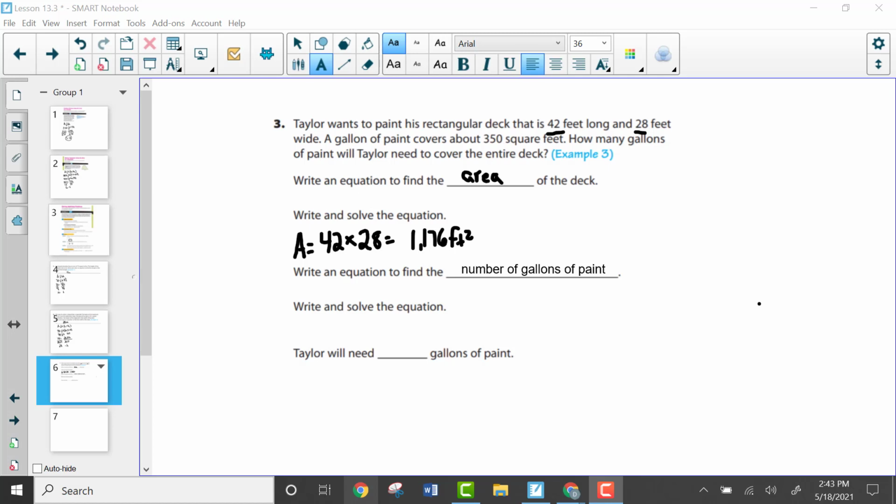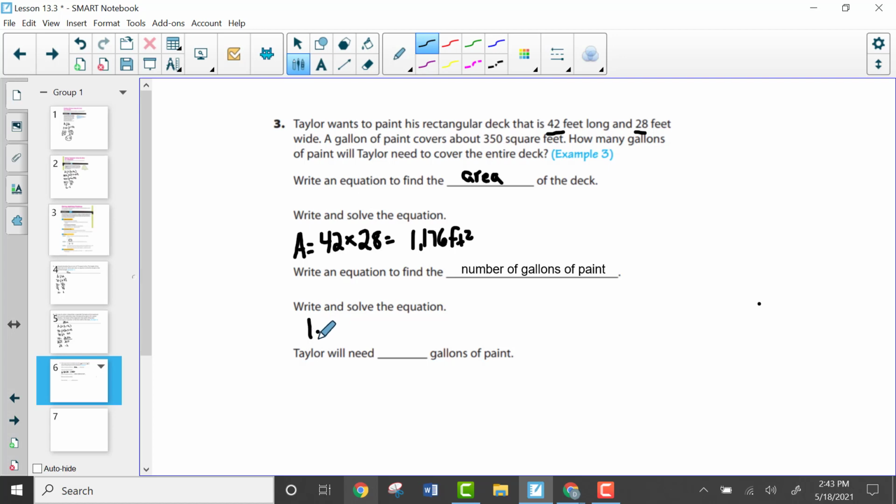So what we have here is our area, 1,176, and we're going to divide it by 350 square feet. Where am I getting that from? Because we know a gallon of paint covers 350 square feet. And that's going to give us 3 36/100.